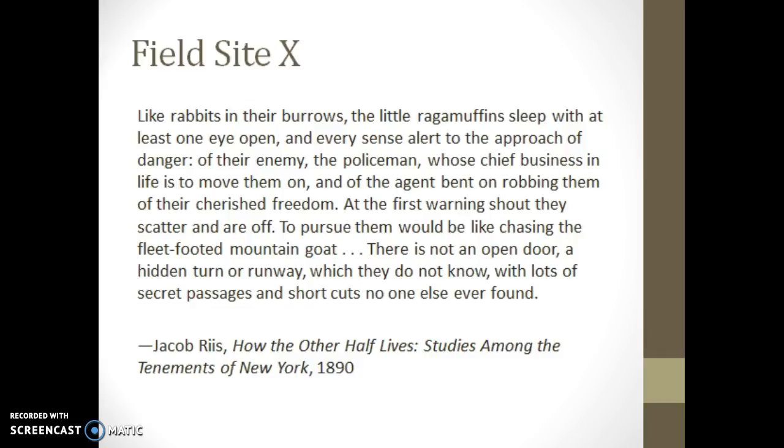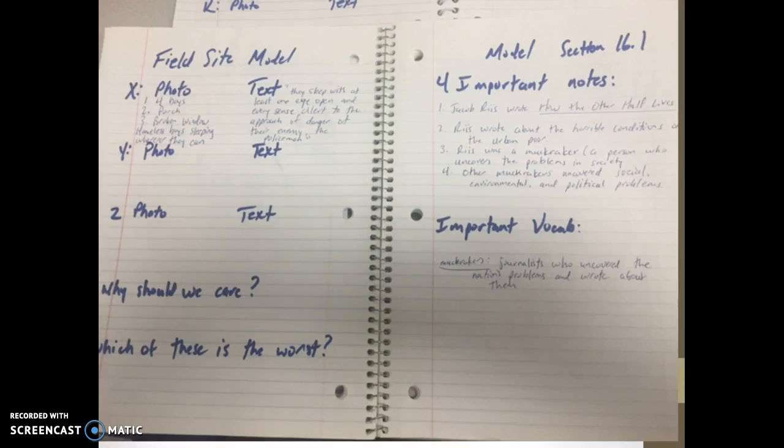So after I've read this, I want to pull a little chunk of that out and write it as a direct quote into my notes that helps support my inference of the 4 homeless boys. So I just picked out, "they sleep with at least one eye open and every sense alert to the approach of danger of their enemy, the policeman." Here's my quote, short and sweet. It should support that, okay?